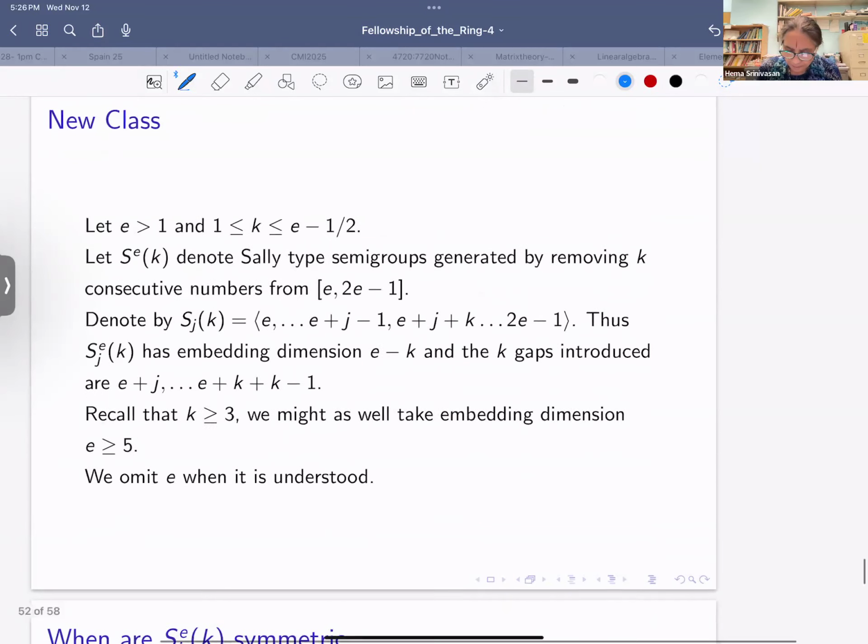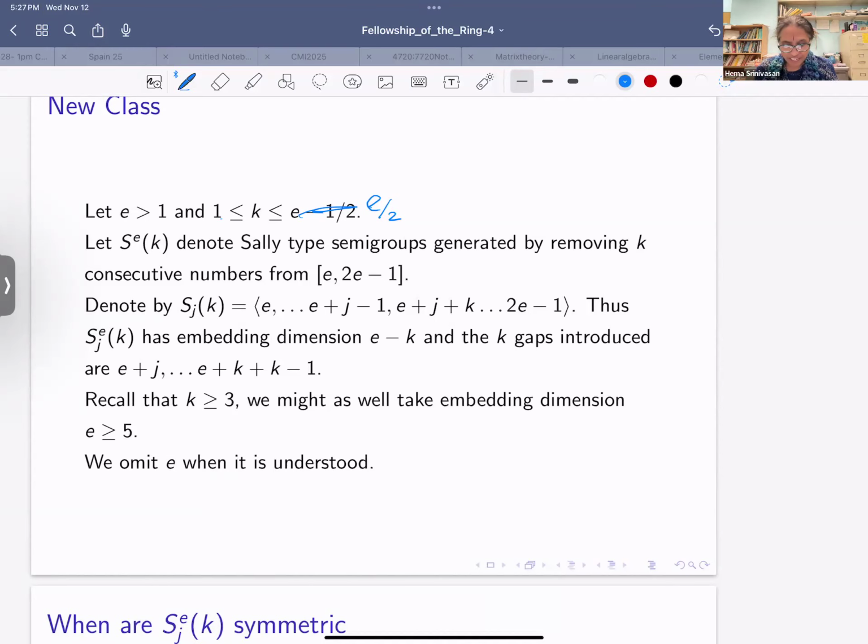1/2. I'm going to put this E I told you in the superscript because I'm going to have symmetric algebra, which will have a subscript, and there'll be a serious confusion. So I put an E up there. So S^E(K) is a Sally type semigroup generated by removing K consecutive numbers from E to 2E minus 1. So let me say S_J now for K. Don't worry about the J being in the superscript, it will go away.